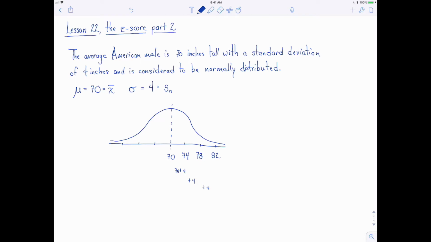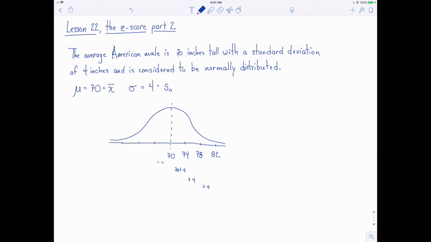And likewise, if I took 70 and subtracted 4 from it, this would be 66 inches, one standard deviation below. If we subtract another 4, we'd be at 62, and subtract another 4 to be at 58. Now, here's how this works. Remember when we had the empirical rule, we knew that a certain amount of data would fall in between the standard deviations. So, a few things that I want to do here is I want to practice with the z-score.